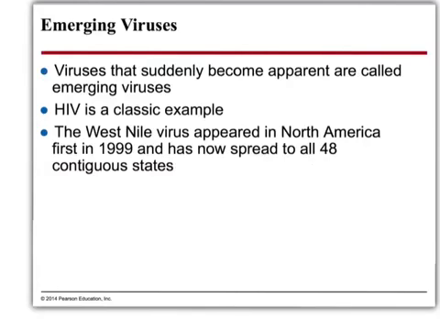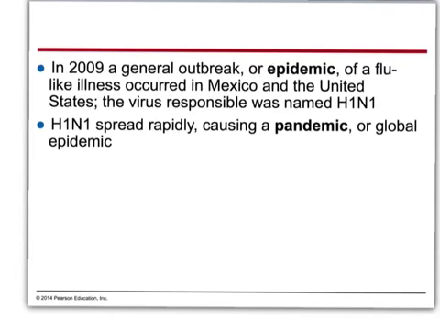West Nile virus is a more recent example. It first appeared in North America in 1999, and now has spread to all 48 states and is passed by mosquito transmission. In 2009, even more recently, you had an outbreak of a flu-like illness which occurred in Mexico and the U.S. We call that H1N1, also known as swine flu. It spread rapidly, causing a pandemic, or a global epidemic.